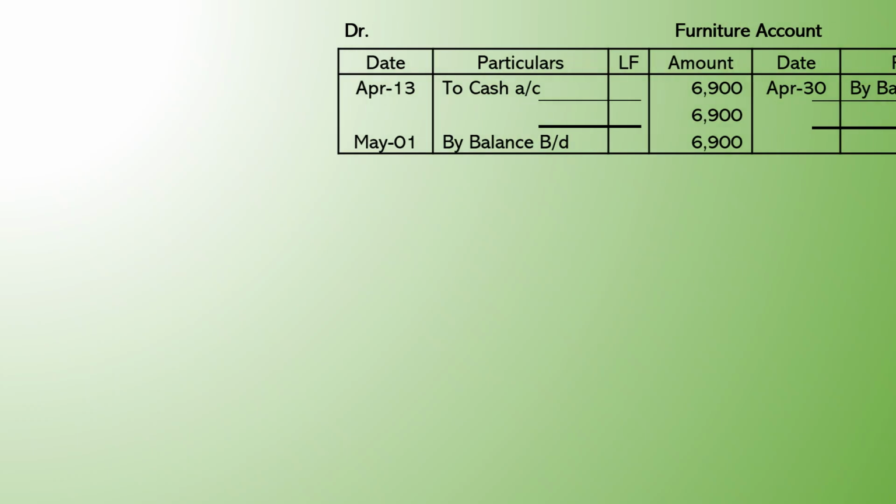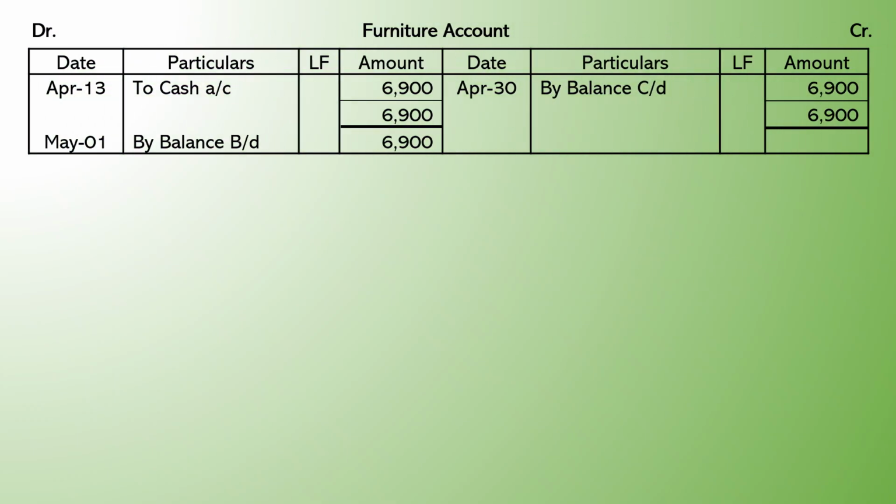For the transaction dated 13th April 2025, in the cash book, furniture account appeared on the debit side. Hence, on the debit side of furniture account, post the entry as to cash account for an amount of 6,900 rupees. As there is no other entry to post, total the debit side and write the difference on the credit side as balance carried down on the last date of the month, by which the total on both sides of the ledger will be equal. Thereafter, on the next date, carry down the balance with the amount to be brought down on the debit side.